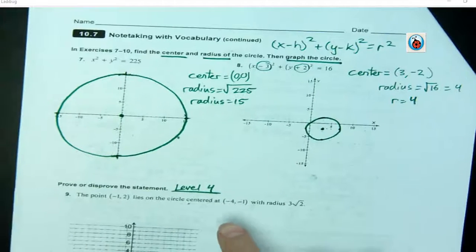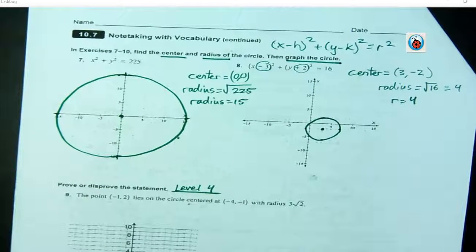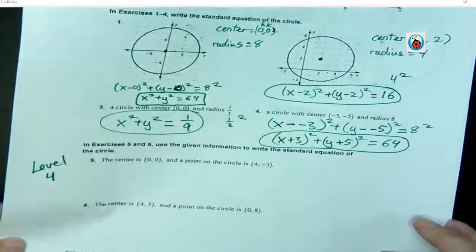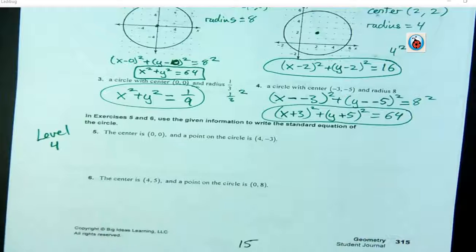And again, we're to a level 4 problem. So you have the option of continuing to these level 4 problems if you're in regular geometry, or going ahead and starting your assignment. If you're in advanced geometry, you need to do these with me.